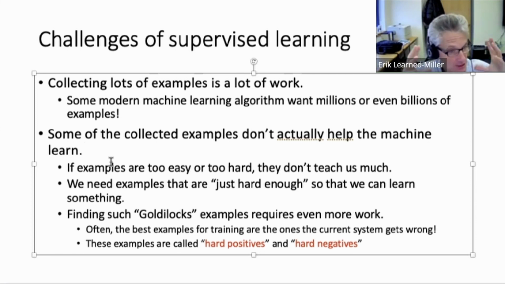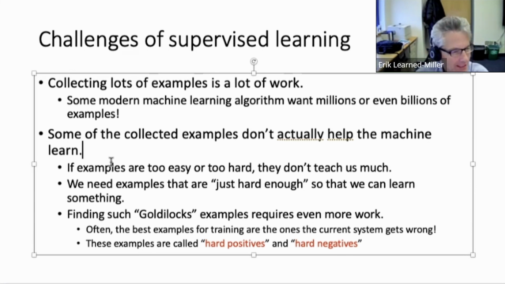But if I just grab random images off the web and label faces on them, a lot of them are too easy, and the computer already gets them right. So they're not going to help me change my parameters to become better because I'm already getting those examples correct, right? If you get 100% on a test, you can't improve your score, so you're not going to learn anything.